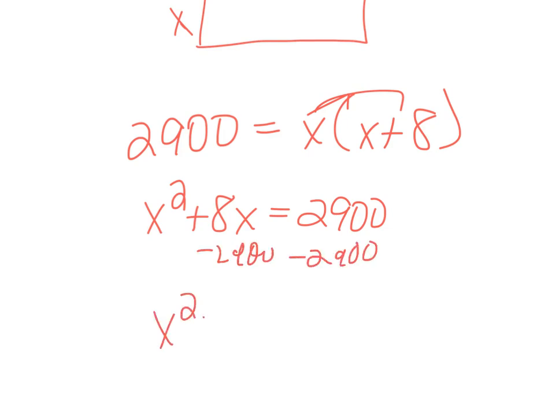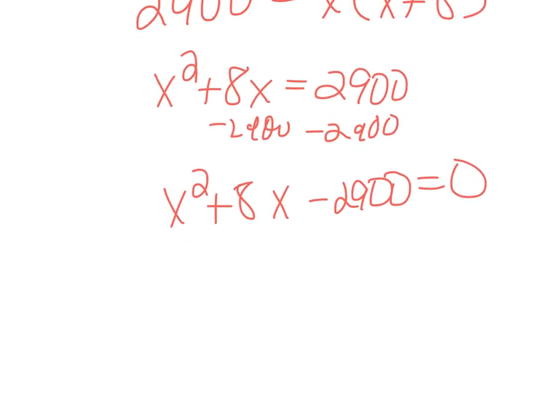Because I have x squared and an x, so x squared plus 8x minus 2,900 equals 0. What's the first thing you would try to do to solve this problem? I know 2,900 is a big number. Don't worry about it right now. We're going to just talk through this.